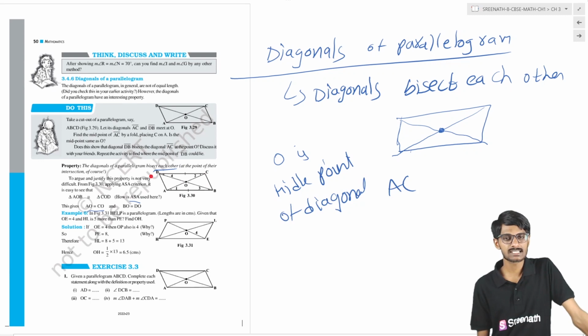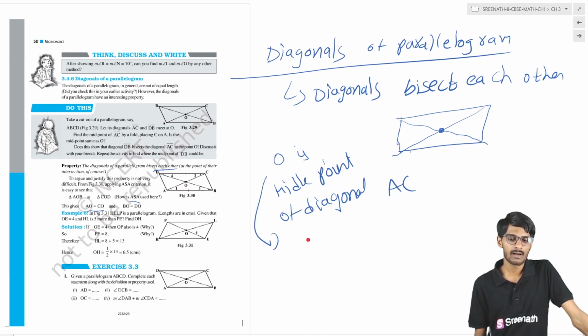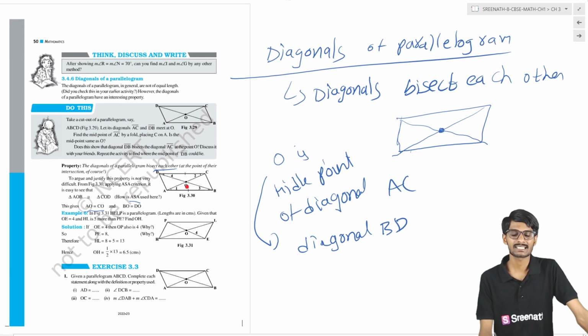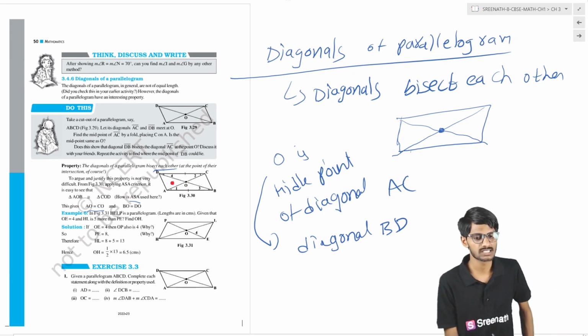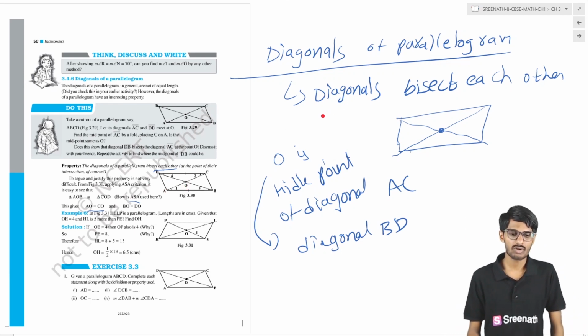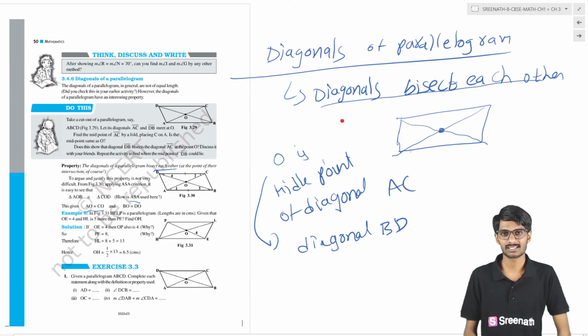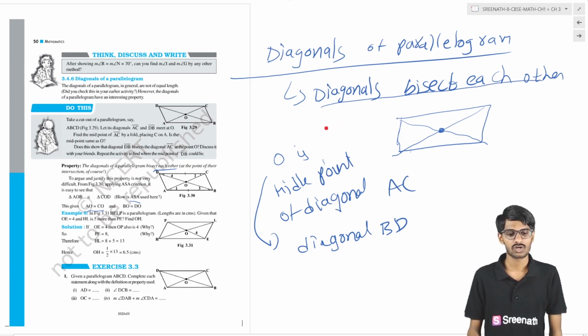And if you consider this also, from these two equal triangles, BO equals DO, which means again O is the center of diagonal BD. Hence, these diagonals bisect each other at the point of intersection, students. This is a very simple proof. One thing we have to remember is that diagonals bisect each other at the point of intersection, at the center.